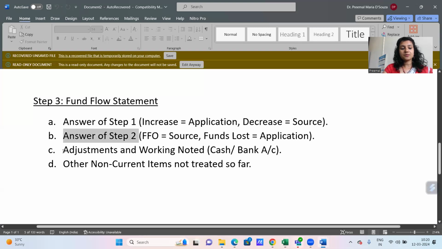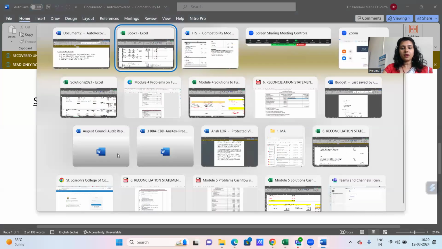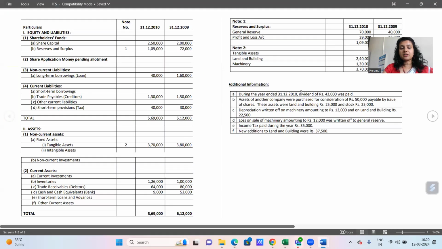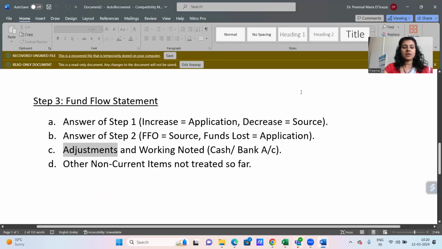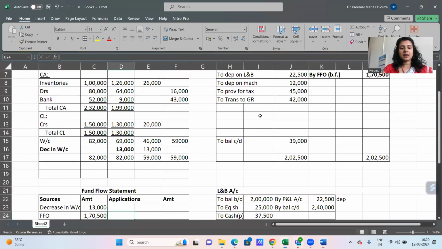Back to the guidelines. Now, first we look at the adjustments for any direct entries. The first adjustment, dividend paid, can just be a direct entry. We don't really need to prepare a working note for this. So dividend paid is an application. Under applications, mention dividend paid, 42,000.